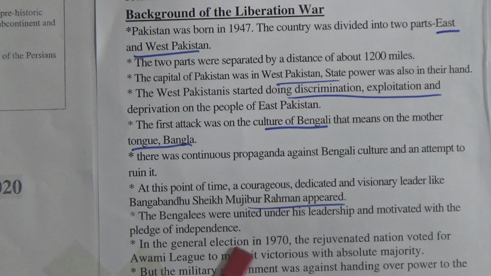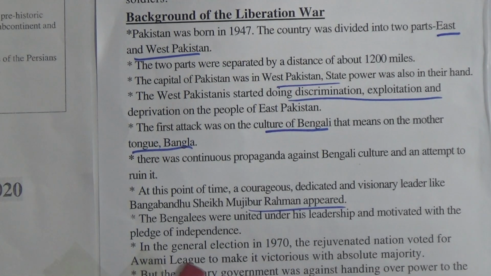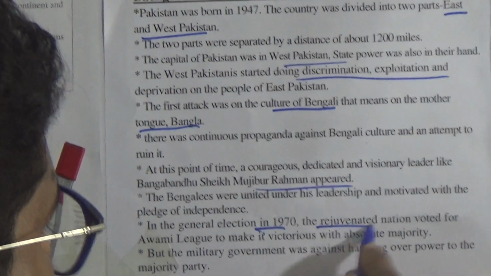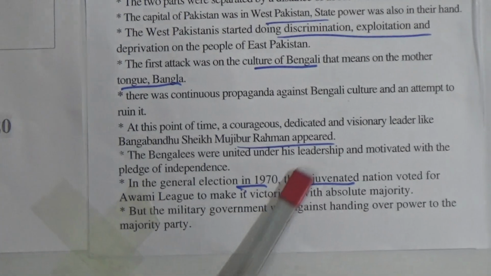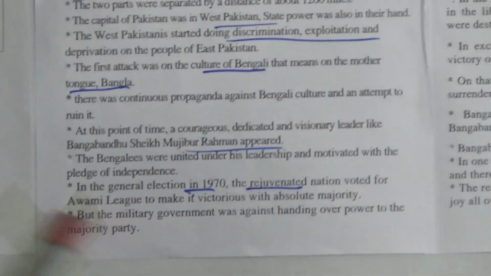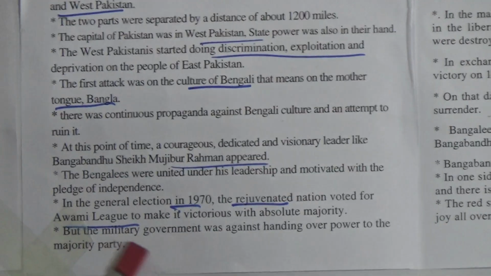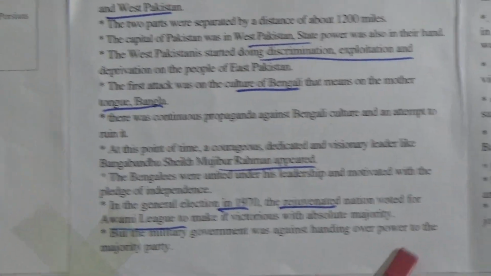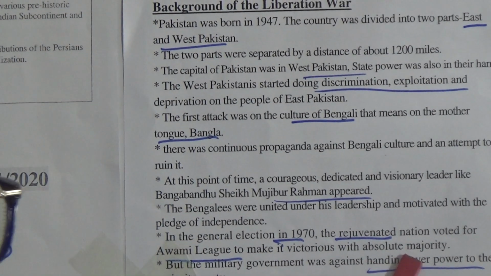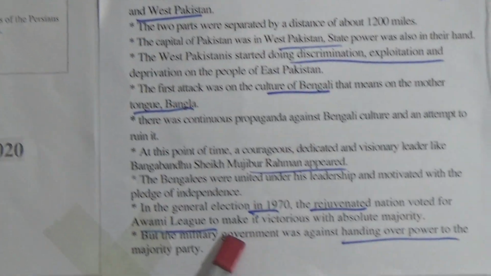In the general election of 1970, the rejuvenated nation voted for the Awami League to make it victorious with an absolute majority. So in 1970, the rejuvenated, that means the motivated, encouraged people, voted for the Awami League. So the Awami League won the elections of 1970. But the military government was against handing over the power to the majority party. They were not in favor of handing over the power. So this is one of the reasons for the victory of liberation of Bangladesh.